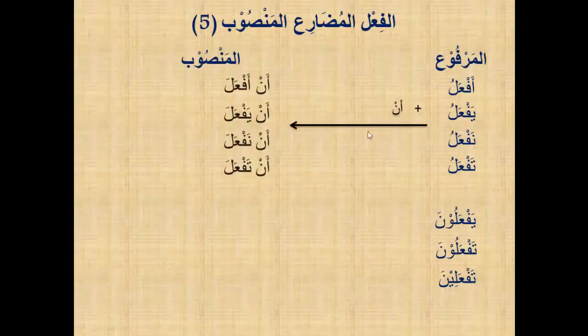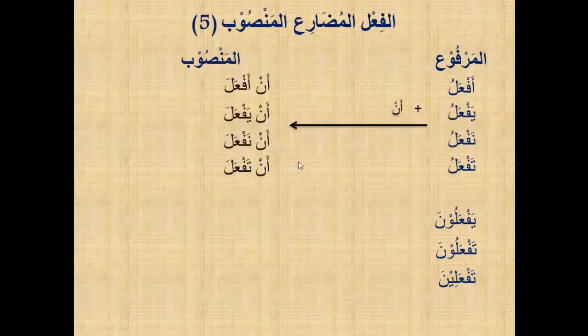So what are the mansub markers? On the far right, we have a column containing the marfu' verbs. On the top, we have af'alu, yaf'alu, naf'alu, and taf'alu. The marker is the dhamma. On the bottom, yaf'aluna, taf'aluna, taf'alina, the marker being thubut an-nun, the presence of the noon. Now let's observe what change occurs when we add a nasib. So let's add an in front of each verb and see what we have. We get an af'ala, an yaf'ala, an naf'ala, an taf'ala.